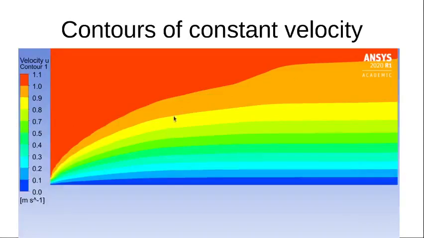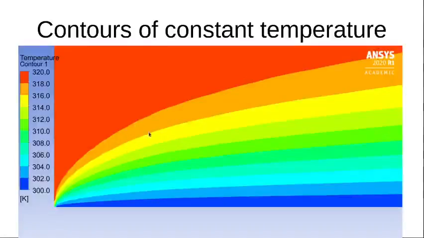So the next slide shows the contour of temperatures. You can see the wall is at 300 Kelvin and the free stream is at 320 Kelvin. Every color block is a 2 Kelvin change. So this is 300, 302, 304, etc., and this is the edge of the boundary layer where it goes close to 320.